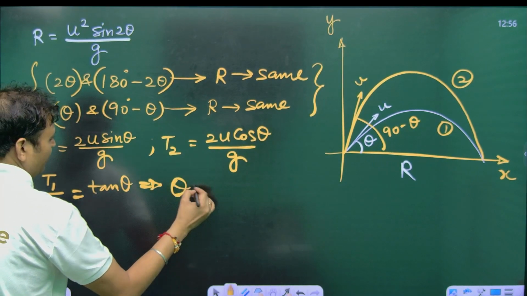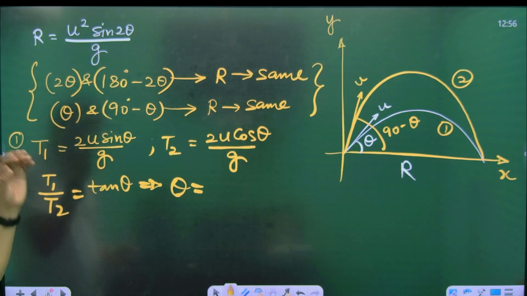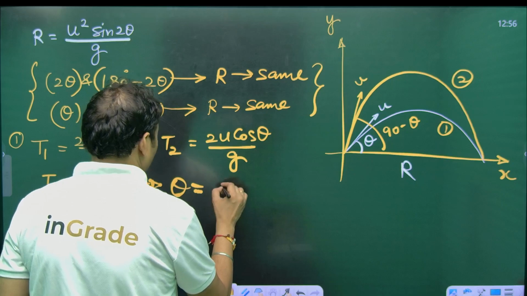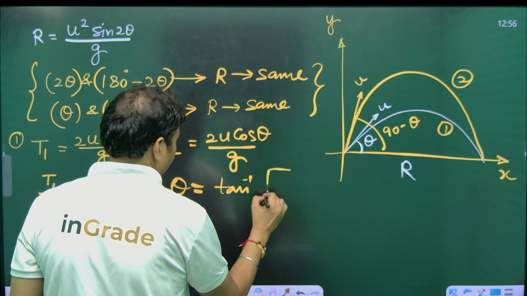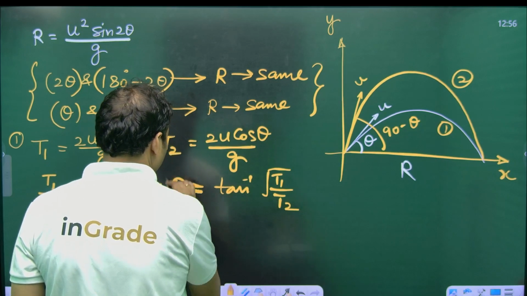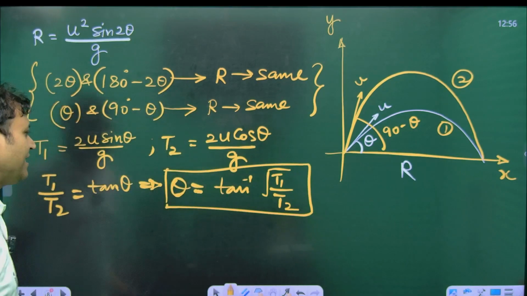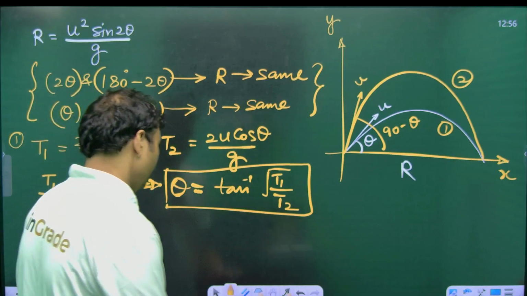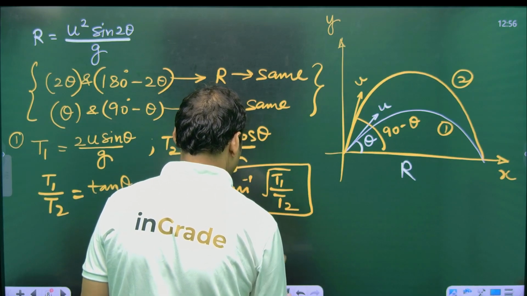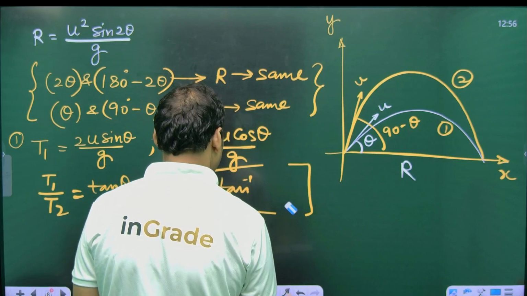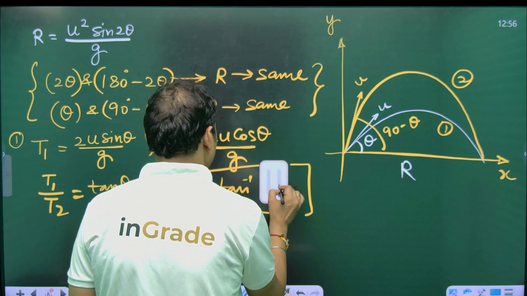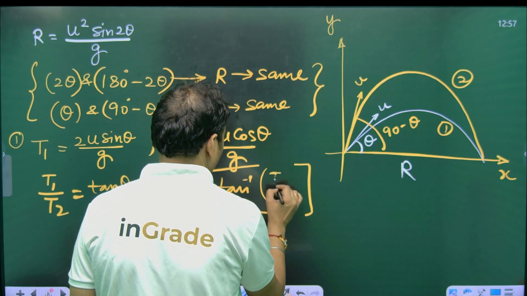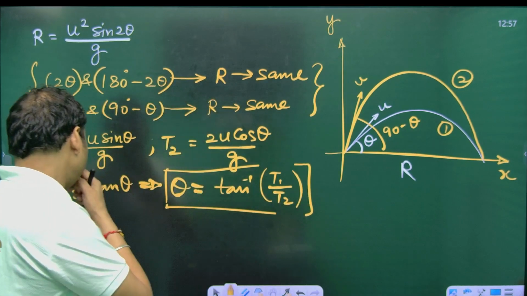We can find out that angle of projection such that the range becomes same. Theta and 90 minus theta, we can easily get, sorry, it is tan inverse of T1 by T2. Isn't it?